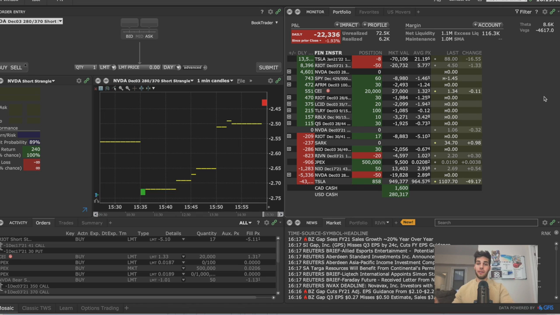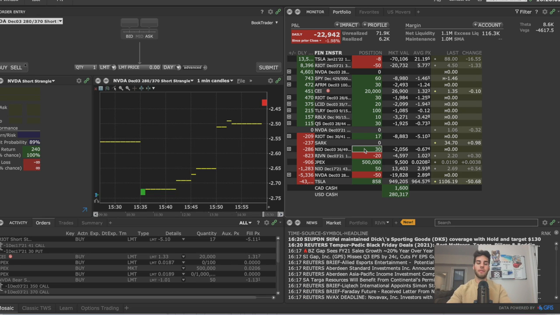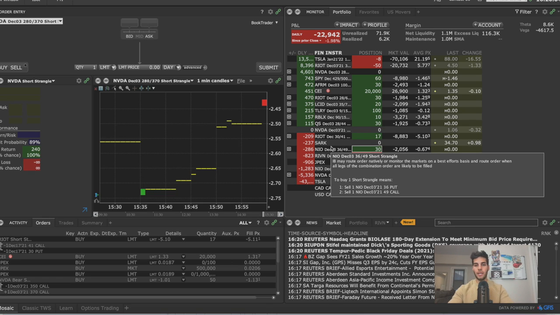In total, we have about 54,000 US in premium that is going to expire worthless if all of the trades I just discussed expire out of the money. As long as all of the puts and calls on the strangles expire out of the money in the coming week for December 3rd, then we're gonna keep all the premium. And that total premium totals just over 50,000 US.